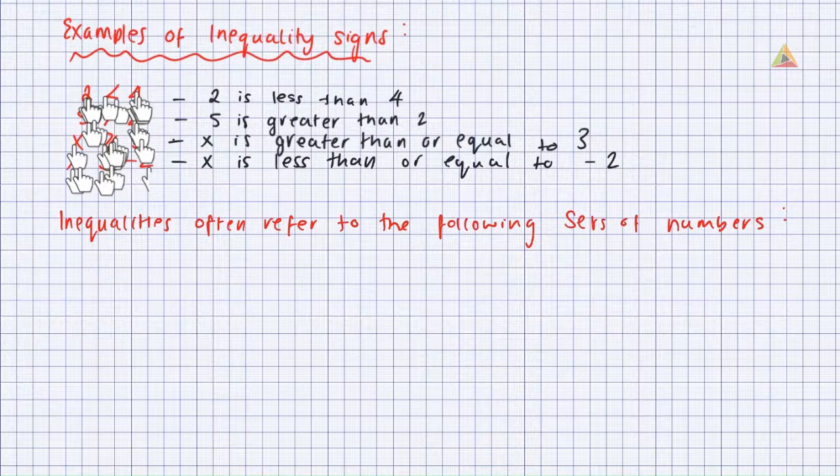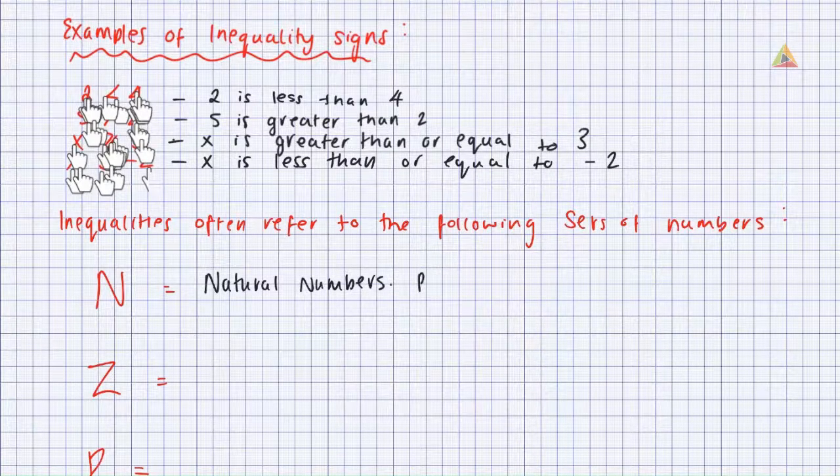So we have n, we have z, and we have r. And it's really, really important that you know what each of these mean. So n is a natural number. So n is natural numbers. Now, these are positive whole numbers greater than 0.